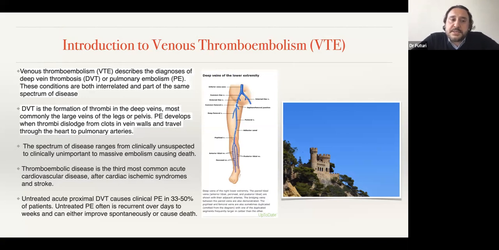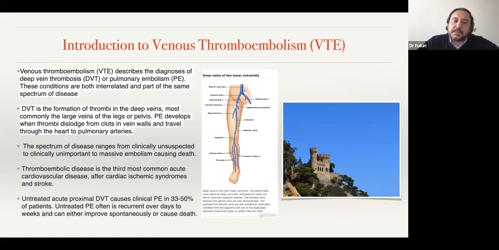The spectrum of disease ranges from patients who sometimes have no clinical symptoms of DVT, sometimes even no clinical symptoms of pulmonary embolism, to quite significant symptoms that can sometimes appear. In fact, massive pulmonary embolism can sometimes cause death. It is very important to be familiar with this subject. It is quite high yield, certainly on your exams, but in clinical medicine, you will certainly come across this multiple times a year in your patients.